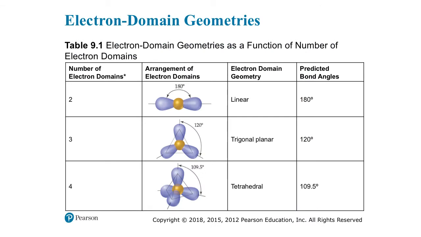So if we look here, we're just summarizing the bond angles for linear, 180, trigonal planar, 120, tetrahedral, 109.5 degrees. And you can picture the 4 sides of the pyramid, if you will, for the name tetrahedral and why that name emerges.